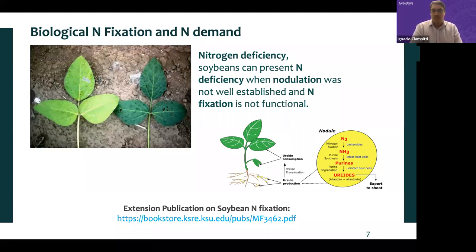And then what happens inside of the nodule is a transformation from atmospheric nitrogen all the way to a reduced form that we call here the ureides. The most important aspect is to understand that atmospheric nitrogen is highly reduced inside the nodule, and then there is an exchange. So this process is not free. The plant releases carbon to the nodules, and the nodules release nitrogen to the plant. And that's what we call symbiosis.